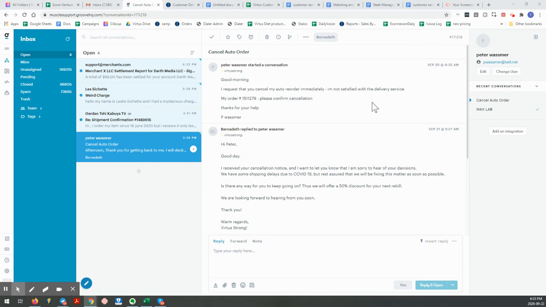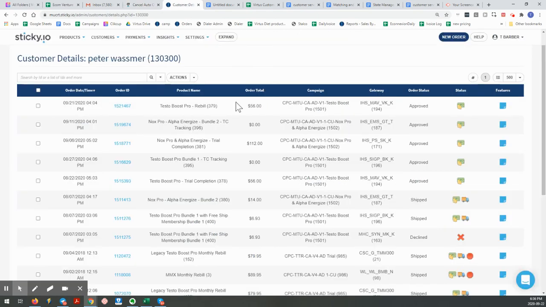So first thing we want to do is check the person's order number and look up their account, which I've already done here. And then we want to identify what this customer wants. So we can see here that they say, I request that you cancel my auto reorder immediately. So pretty clear language here. And they even state why. They say, I'm not satisfied with the delivery service. Then they provide their information. So let's look up their account. We can see them here.